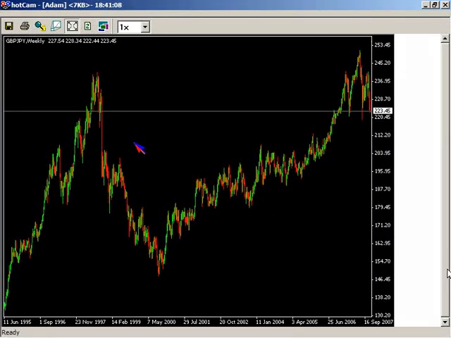Okay. What we're looking at right now is a cable yen weekly chart. Pound against the Japanese yen. Pound yen, also known as a carry trade, has been notoriously strong over the past few years. This chart goes back to 1995. The lows that I want to focus in on are down in the 2000 area.